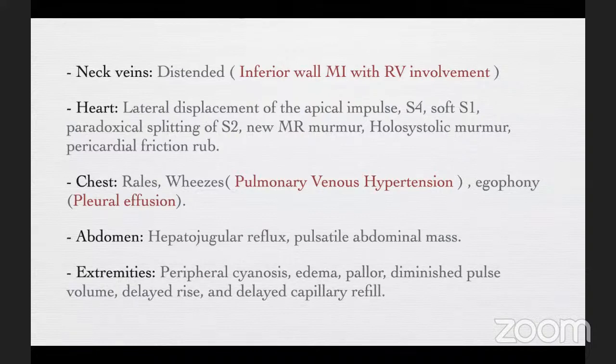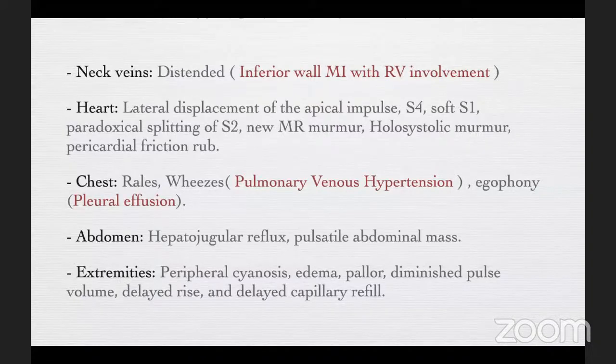These occur secondary to pulmonary venous hypertension, which is associated with extensive acute left ventricular MI. Unilateral or bilateral pleural effusion might produce egophony at the lung bases. In abdominal examination, patients frequently develop tricuspid incompetence, so hepatojugular reflux might be elicited when hepatomegaly is not marked.